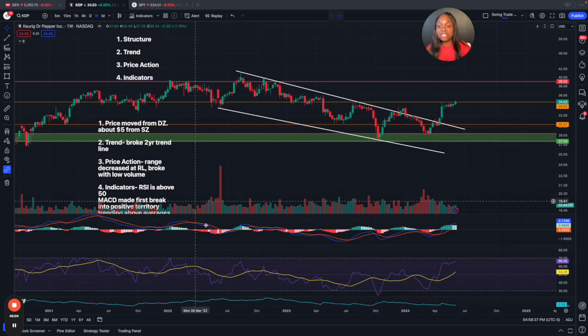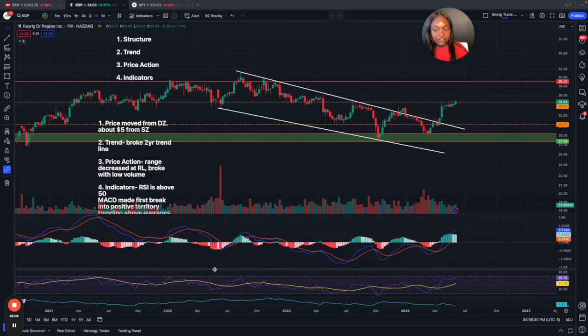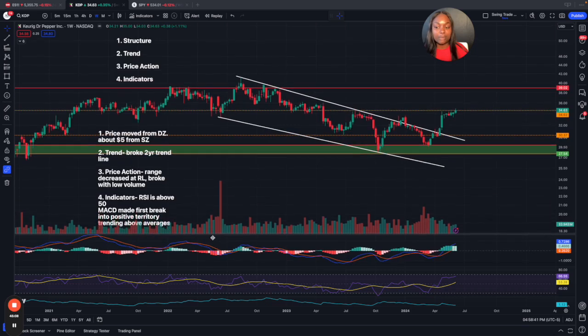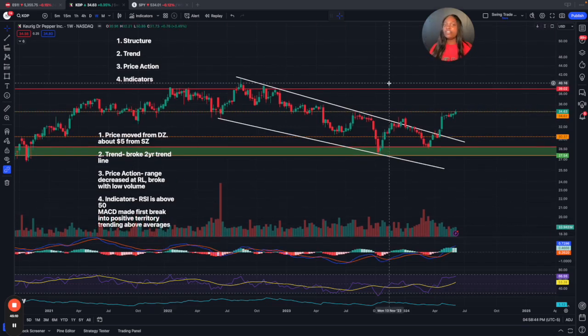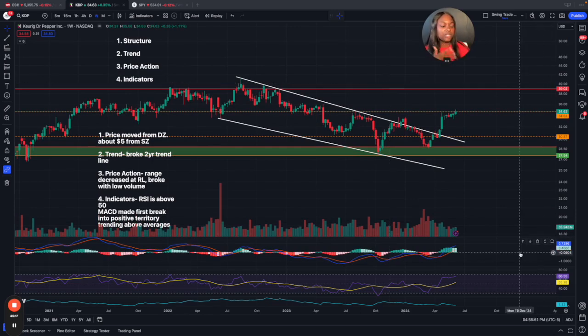It's also showing me that MACD made its first bullish cross into positive territory. The reason why I put first is typically we'll see MACD do 2 or 3 crossovers before it changes into the positive or negative territory. So my indicators are showing me that it's up.